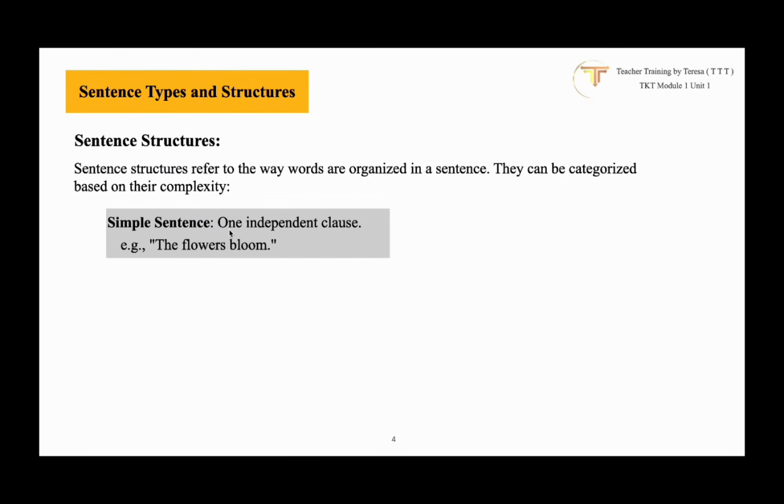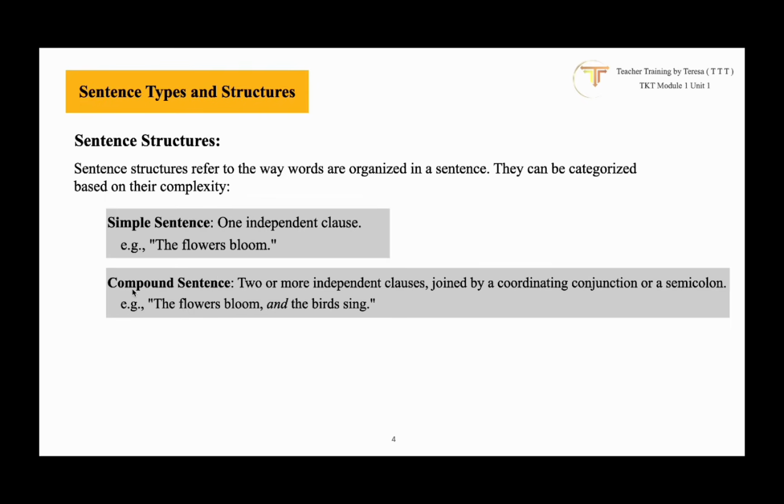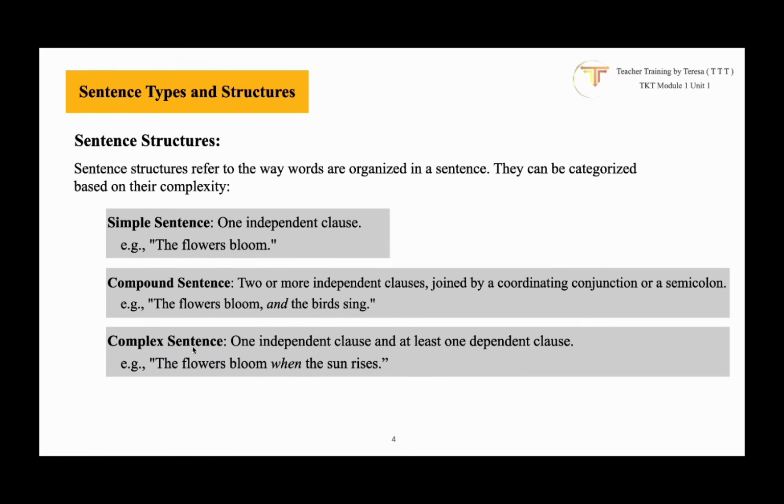Simple sentence: one independent clause. Example: The flowers bloom. Compound sentence: two or more independent clauses joined by a coordinating conjunction or a semicolon. Example: The flowers bloom, and the birds sing. Complex sentence: one independent clause and at least one dependent clause. Example: The flowers bloom when the sun rises.